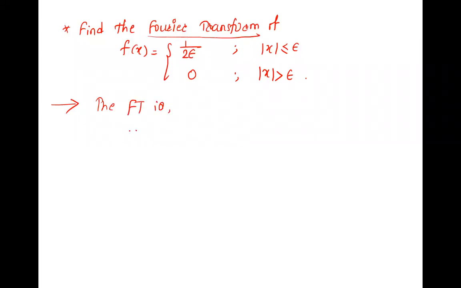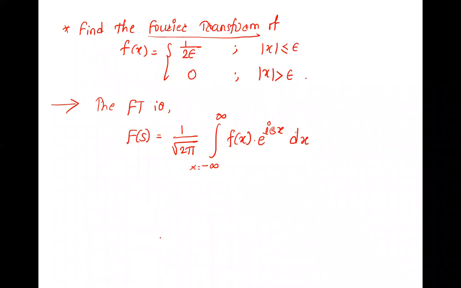Can you just define the Fourier transform? F of s is equal to 1 upon root 2 pi, integration from minus infinity to infinity, f of x e raised to isx dx. So these are the limits of what? S or x? X. As it is with respect to x, so these are the limits of x, remember.